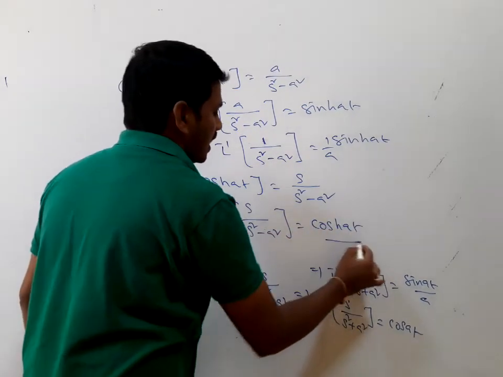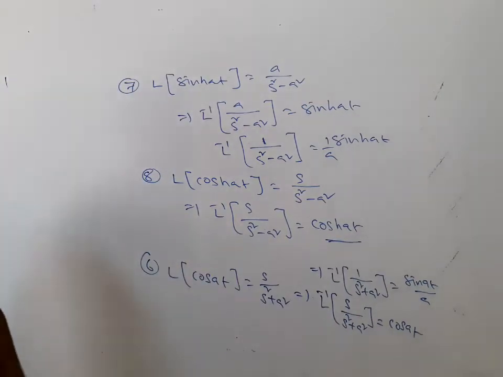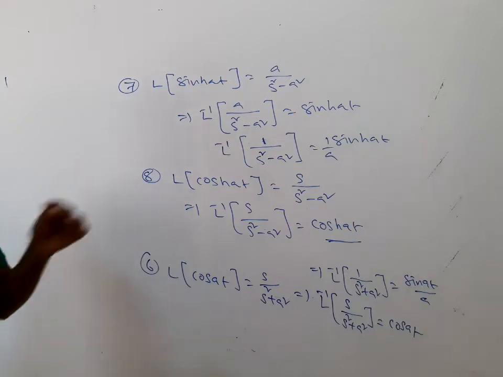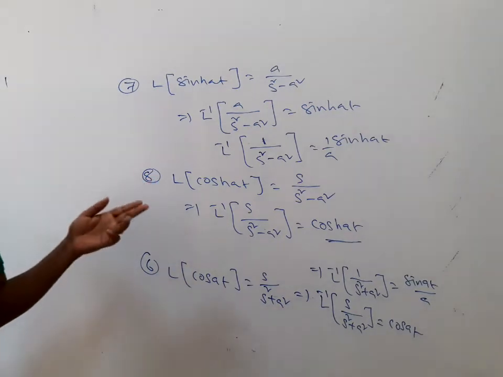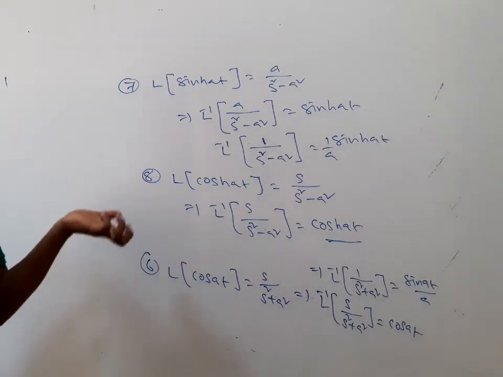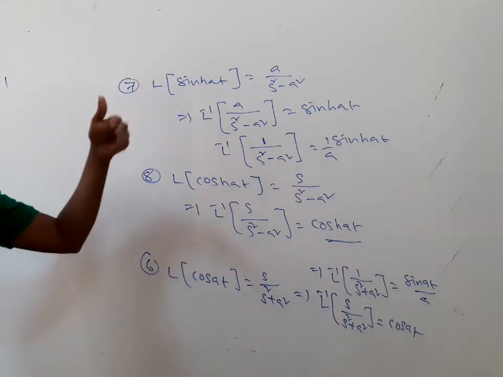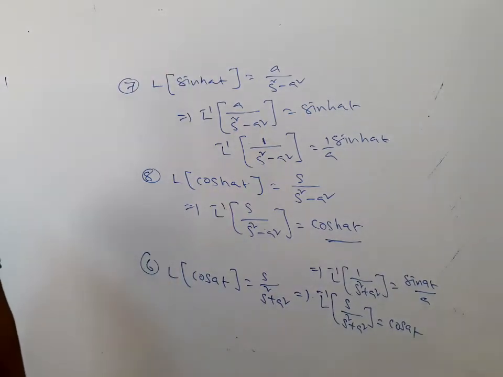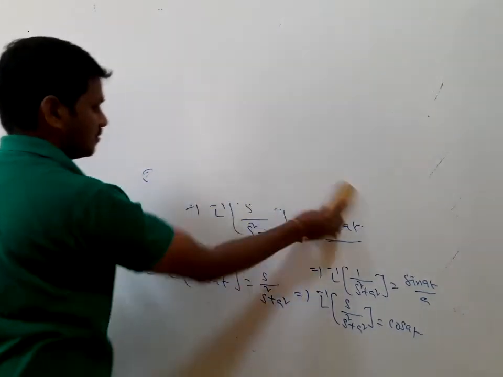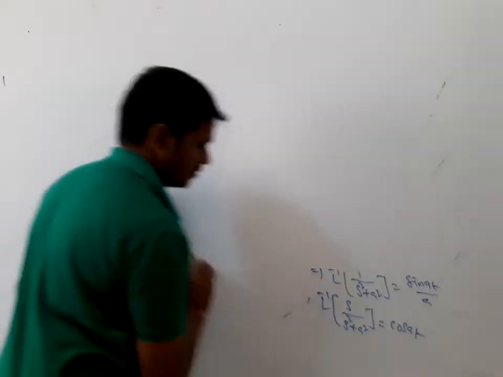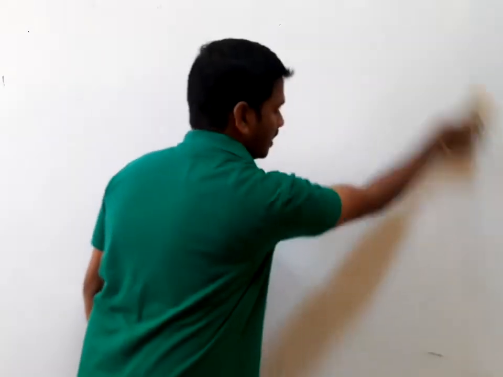These are the inverse Laplace transforms of the elementary functions. You know that the Laplace transform of 1 is equal to 1 by s. L inverse of 1 by s is equal to 1. L inverse of 1 by s to the power of n plus 1 is equal to t to the power of n divided by gamma of n plus 1, like that we have written. Okay, next, these are the elementary problems. Next we go for some problems on this.